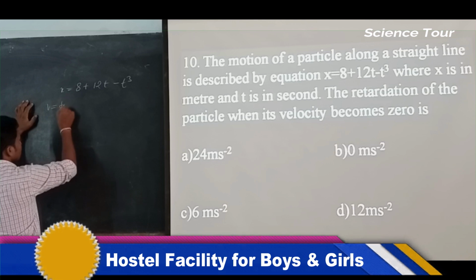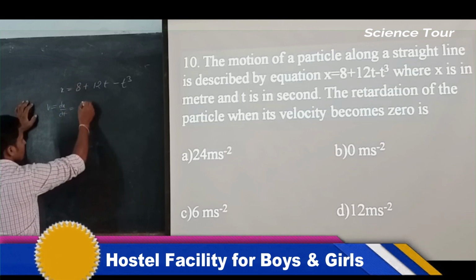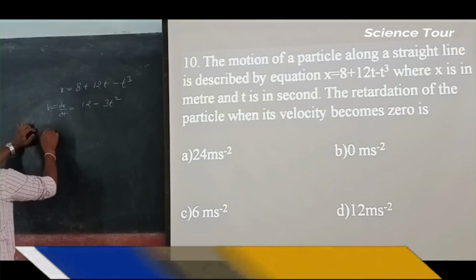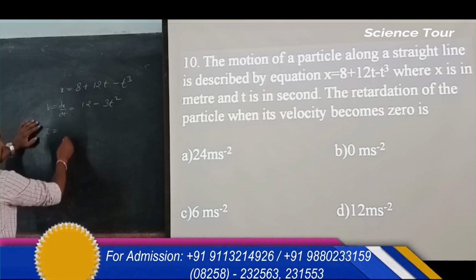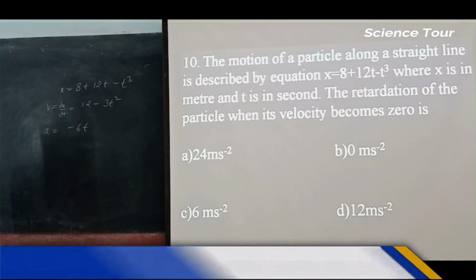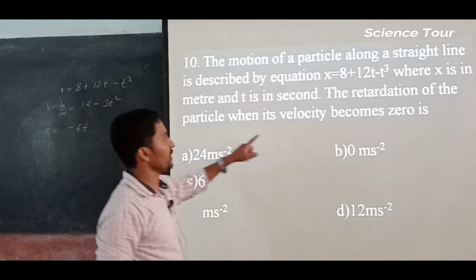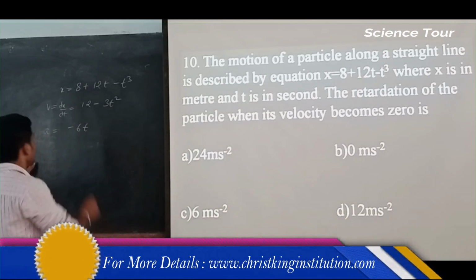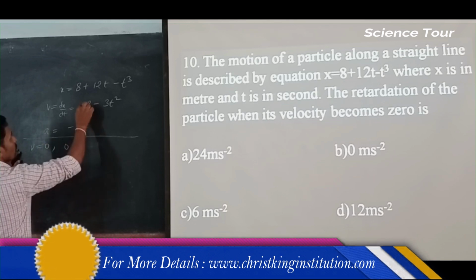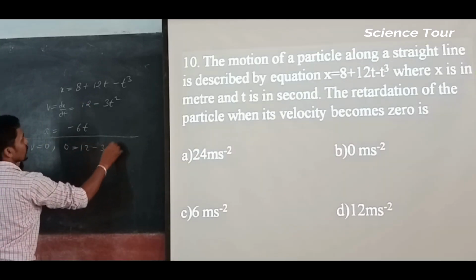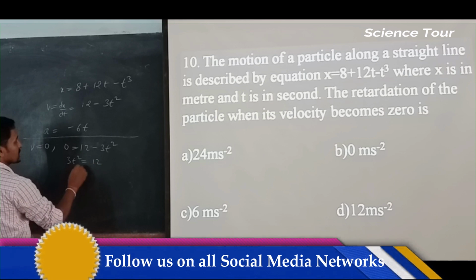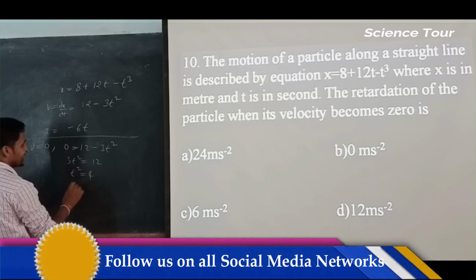Velocity is equal to dx by dt, which is equal to 0 plus 12 minus 3t square. Then what is acceleration? Acceleration is 0 minus 6t, that is 3 into 2. You have to find the retardation when velocity becomes 0. Velocity is 0 when 0 is equal to 12 minus 3t square. So 3t square is equal to 12, t square is equal to 4, and t is equal to 2.